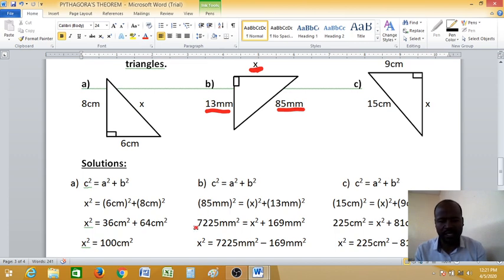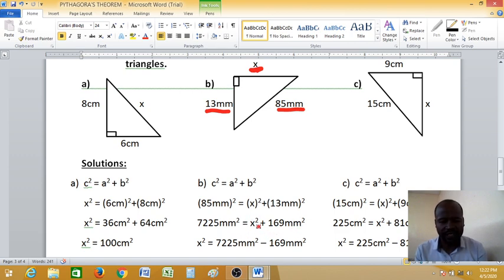Then using your calculator, you can square this value. 85 squared will give us 7,225. Then square the unit, so you will have millimeter squared, which is equal to x squared plus, again, use your calculator and square this value. You will have 169, then square the unit, millimeter, will have millimeter squared. So 7,225 square millimeter is equal to x squared plus 169 square millimeter.